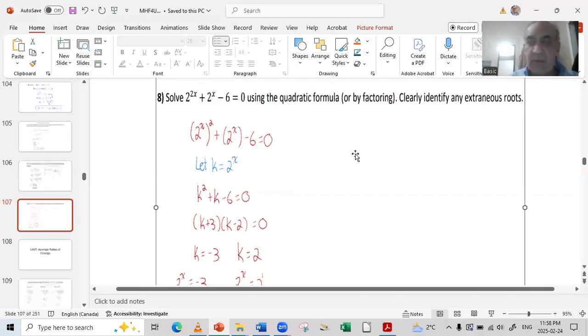Here is another part of the exponential, the work on the exponential. How we can use the exponential to solve equations. I will do this here and I will do it back on the board. Solve 2 power 2x plus 2 power x minus 6 equals 0, like what you see here in front of you.